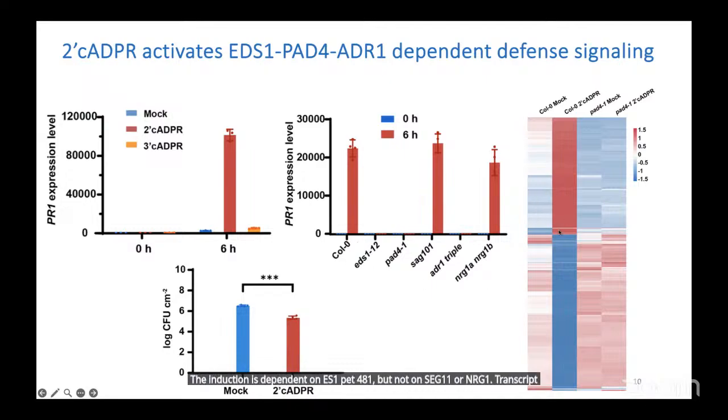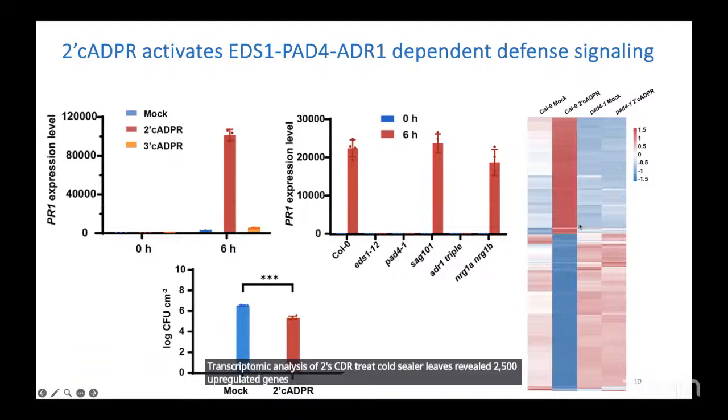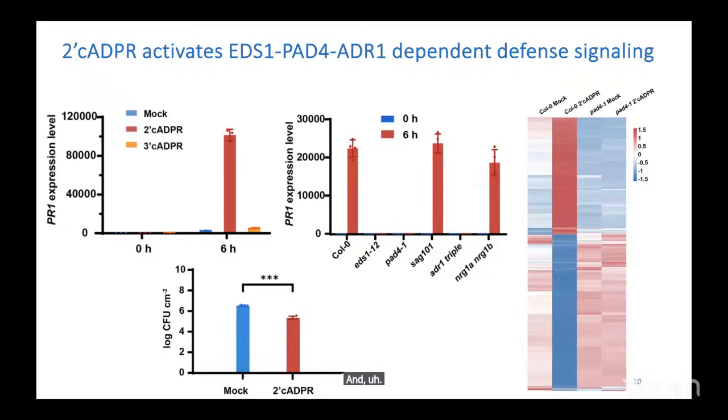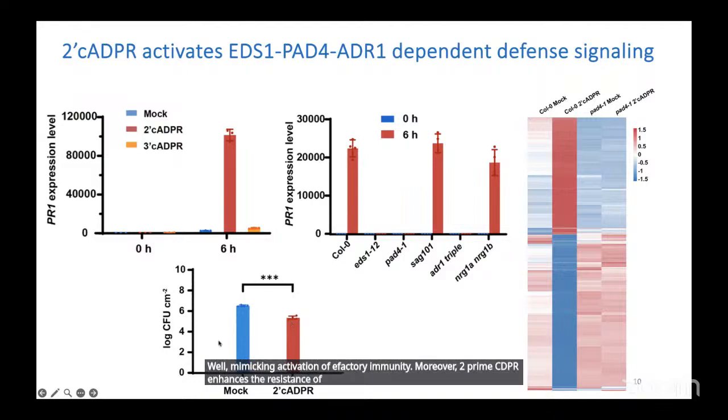Transcriptomic analysis of 2' cADPR treated leaves revealed 2,500 upregulated genes involved in various defense pathways, and 35 downregulated genes, mainly involved in photosynthesis and auxin signaling, mimicking activation of effector immunity. Moreover, 2' cADPR enhances the resistance of Arabidopsis against Pseudomonas syringae.